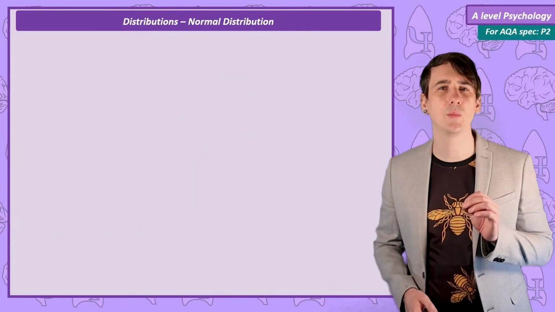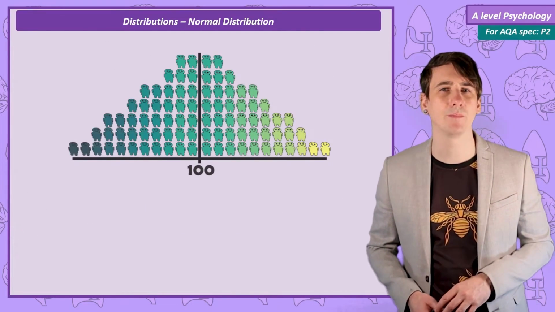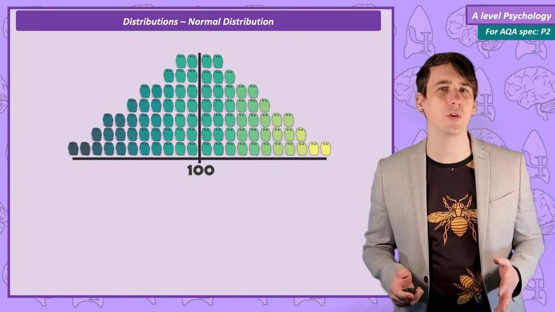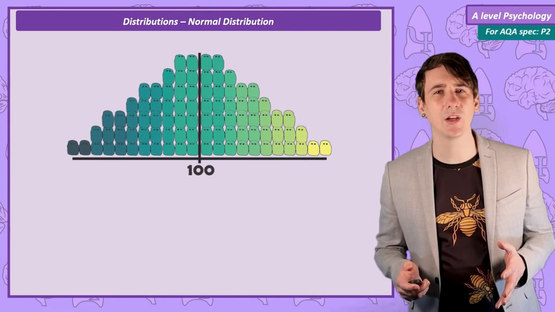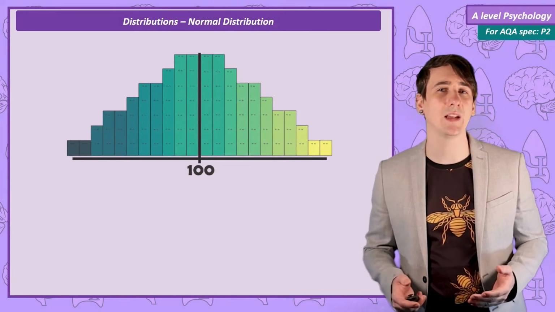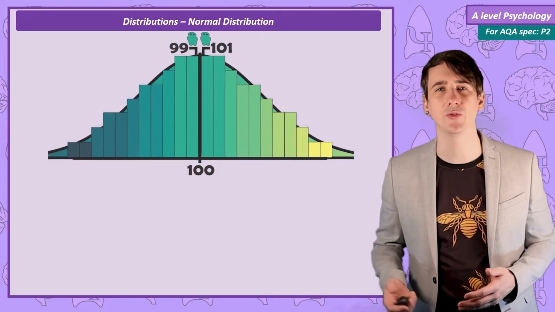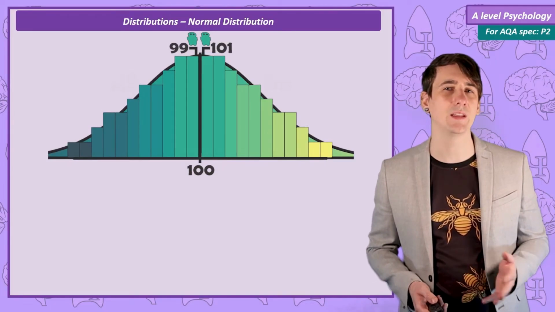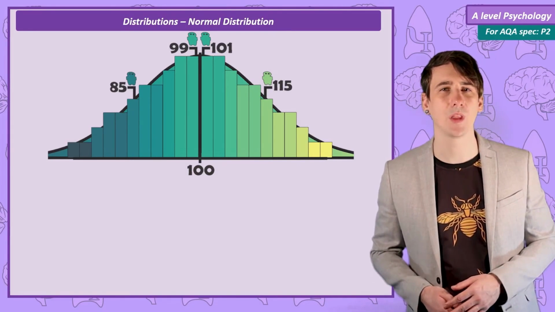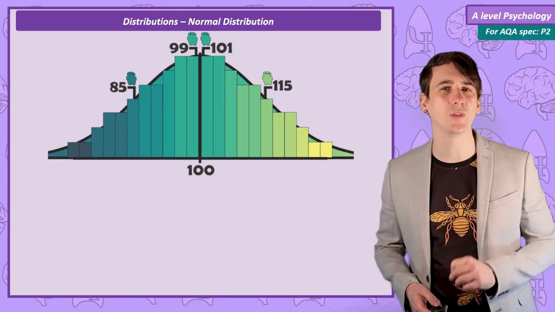Now let's consider the normal distribution in terms of IQ again. So the most frequent score is 100, and as each side of the curve is symmetrical, someone's as likely to have a score of 99 as 101, or as likely to score 85 as 115. Most of the scores are close to the centre.